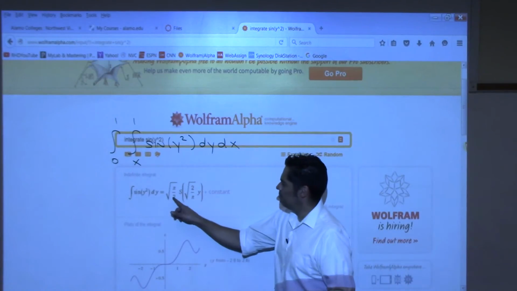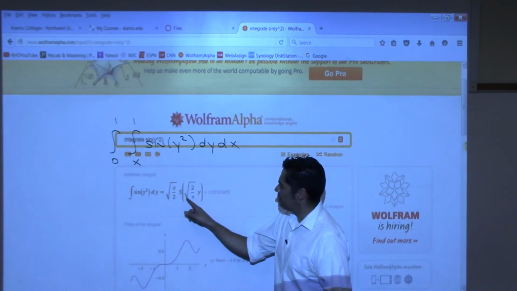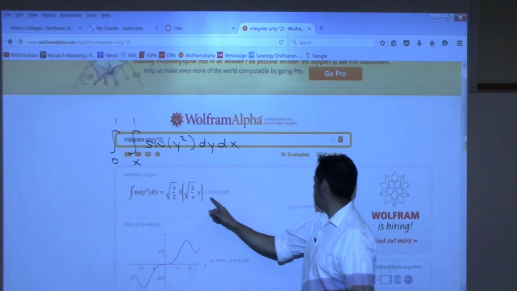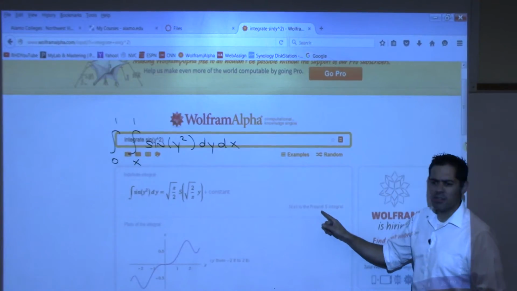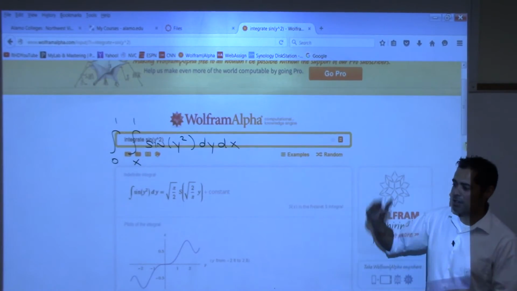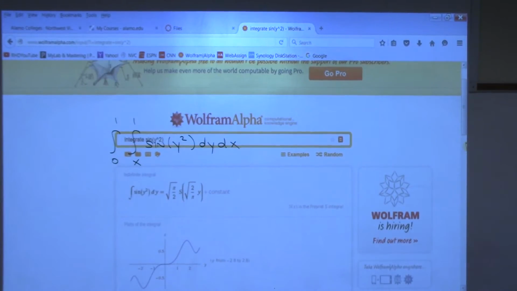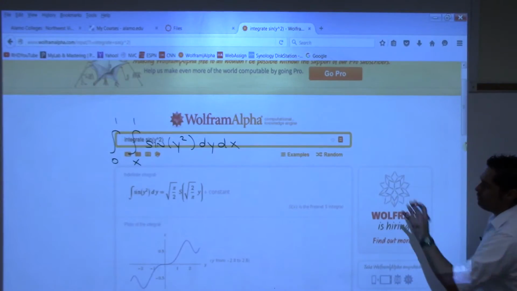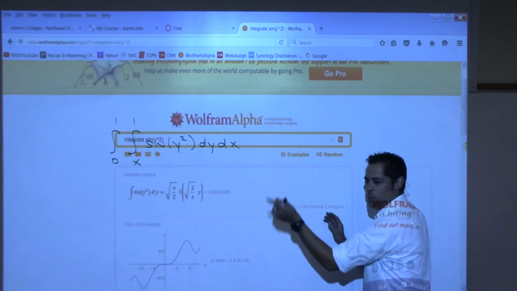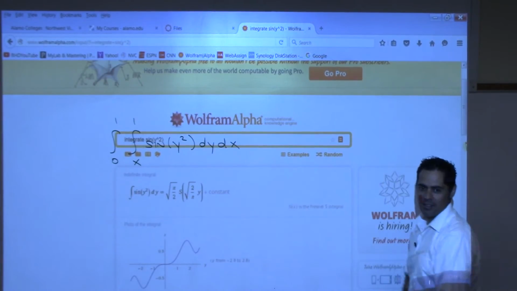over 2 times capital S of square root of 2 over pi times y plus a constant, where capital S is, by the way, the Fresnel S integral. That should look like complete nonsense to you, all right? Which it is. Basically, Wolfram Alpha is saying you're not doing that by hand. That's the long, ugly way of saying there's no way you're doing that by hand, all right?